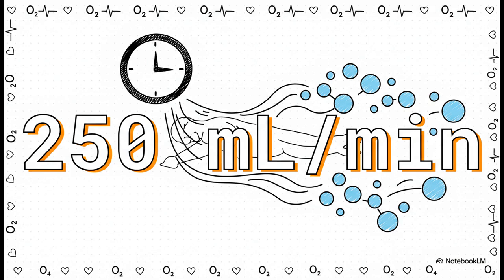So how much oxygen are we actually using? On average, a resting adult is burning through about 250 milliliters of oxygen every single minute. That's our baseline, our metabolic engine just ticking over, the constant demand we have to meet.